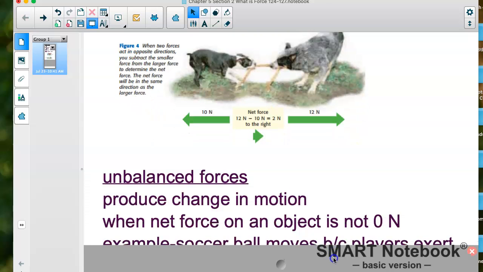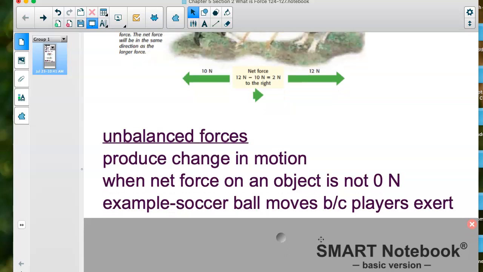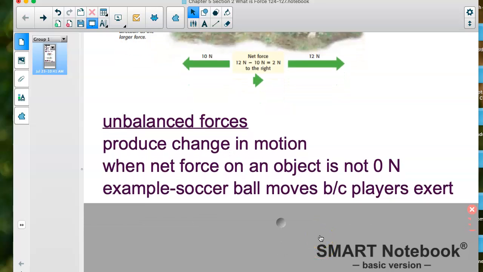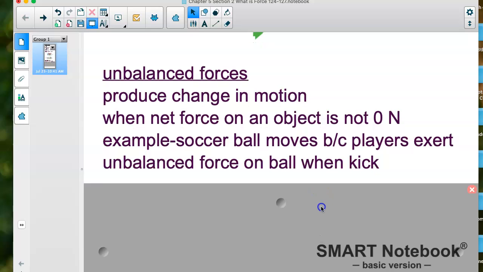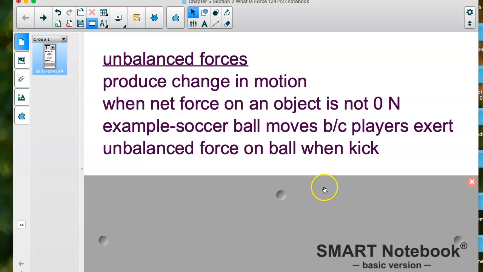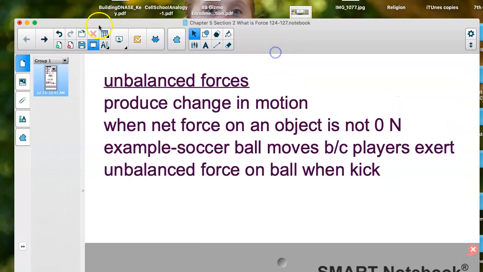So we have unbalanced forces, and this is a great example of it. They produce a change in motion. They're not evened out, and if the net force is not zero, then obviously there's going to be a change in motion. Think about a soccer ball. It's going to move because a player is going to exert an unbalanced force on the ball when they kick it. There are many, many examples that we could use of this. So that's the basics of forces, and that's going to be important to what we're going to be doing.